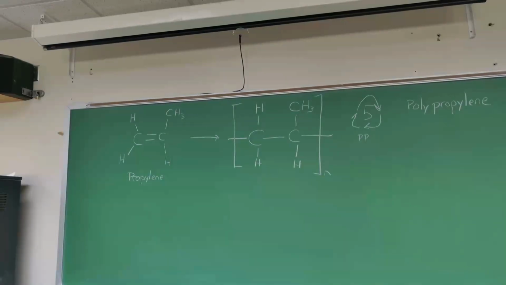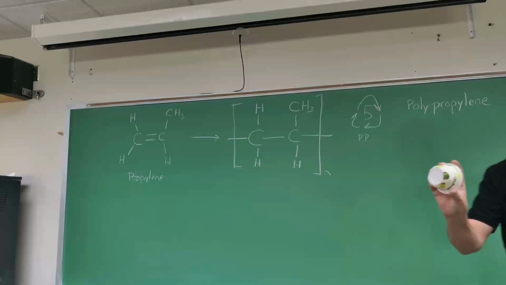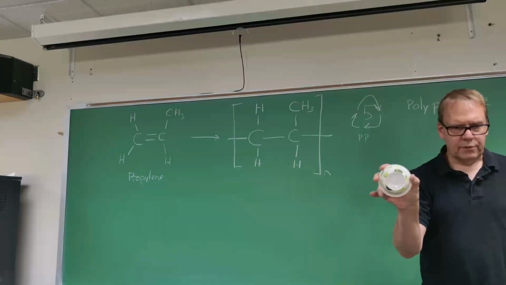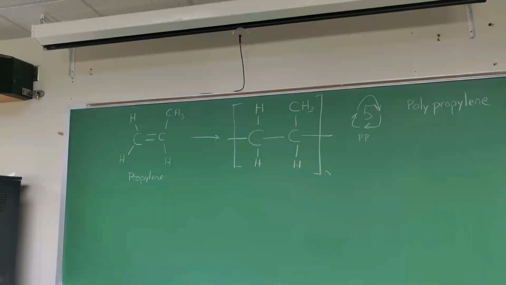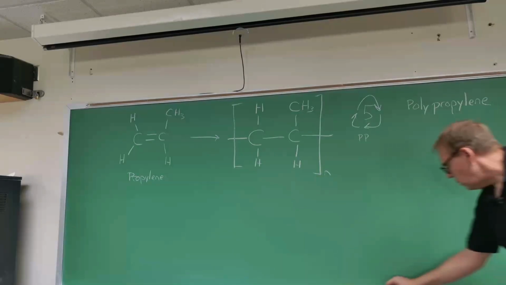And let me see if I've got an example of it in here somewhere. Yeah, I brought a disposable yogurt cup here. And if you turn over the bottom, it's got a number 5 on it with the circular arrows, polypropylene. Lots of recyclables have the number 5. Let's take a look at one more.